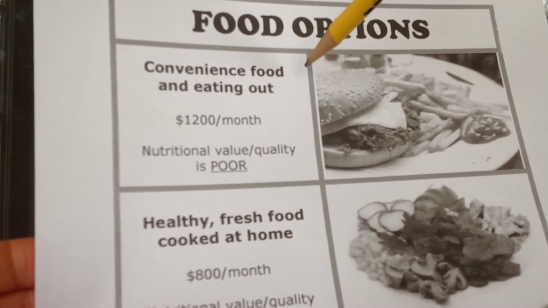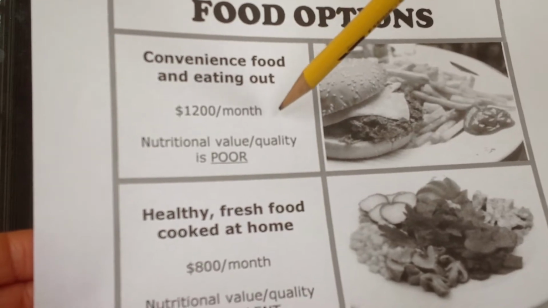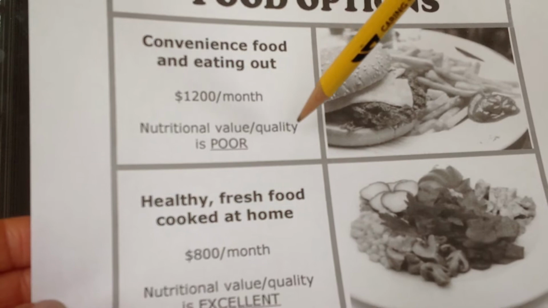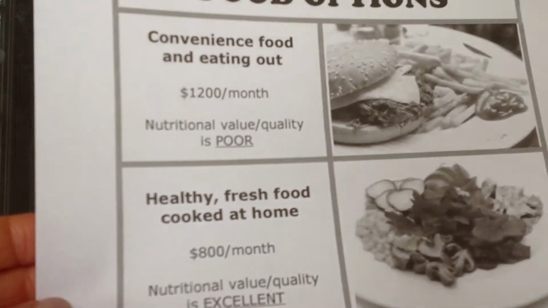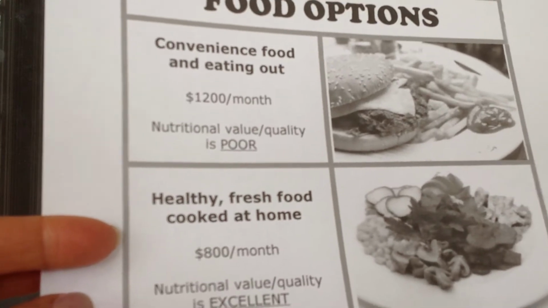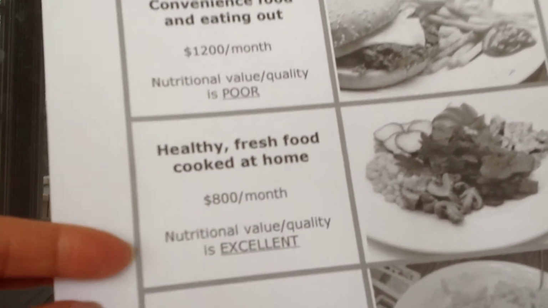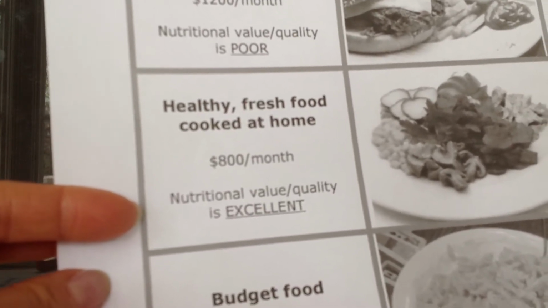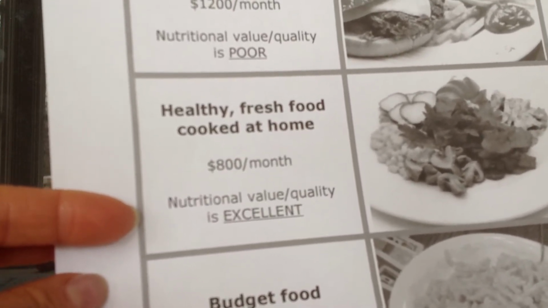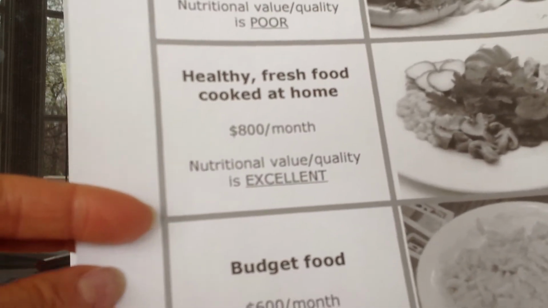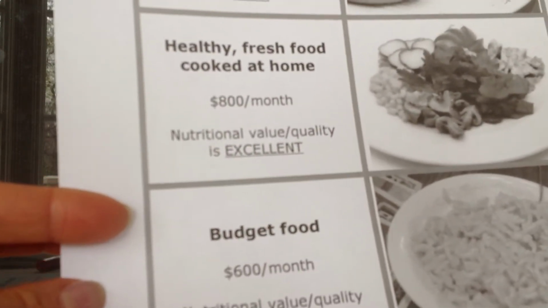For convenience food and eating out, which costs $1,200 a month for their family of 5, the nutritional value and quality is poor, but it's convenient, and that might work out for what their needs are. The next option is healthy, fresh food cooked at home, which is considerably less expensive at $800 per month for their family of 5. And of course, the nutritional value and quality is excellent. That seems to me to be a good choice.